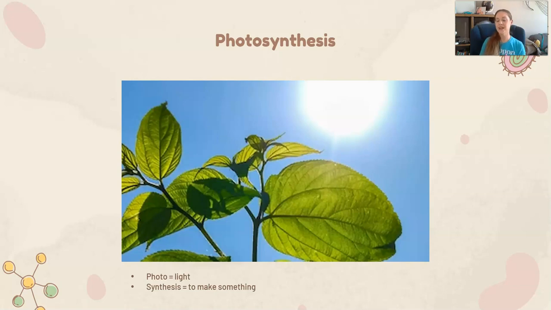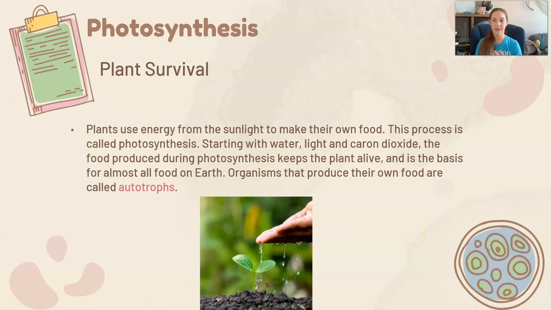Hey guys, today we're going to be talking about photosynthesis. Now, photosynthesis is a compound word divided into two parts. We've got photo, which means light, and we've got synthesis, which means to make something. So just by looking at the word, we know we're going to be talking about using light to make something. We know that plants use photosynthesis to make their own food, but we might not know how.